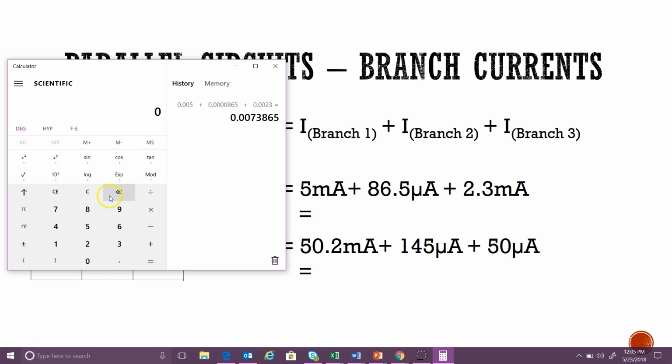Okay, so let's try the next one. We have 50.2 milliamps, EE negative 3, plus 145 micro, which is negative 6, plus 50 micro, which is negative 6. So we end up with 50.395 milliamps.